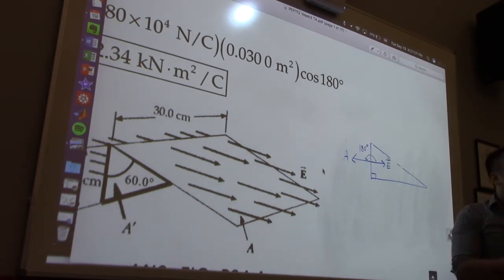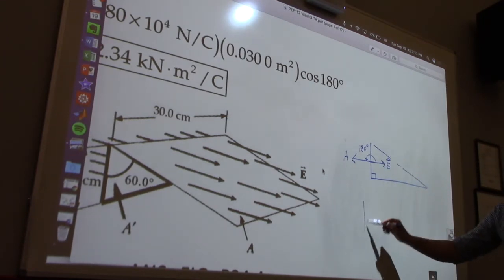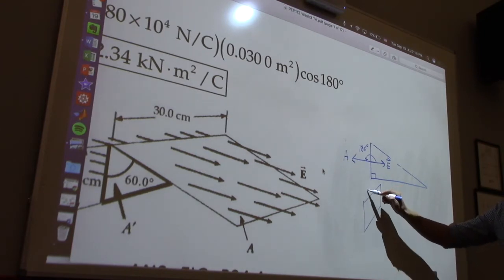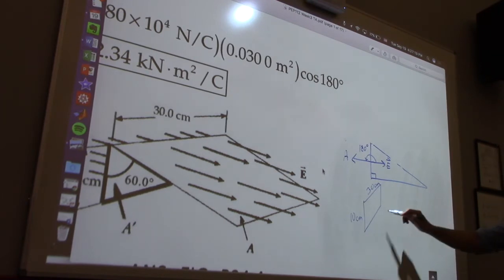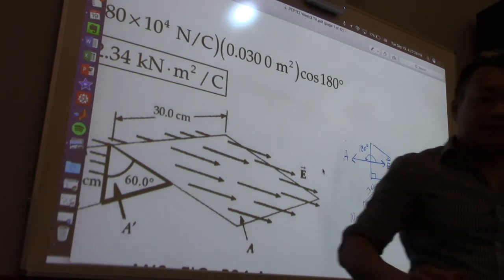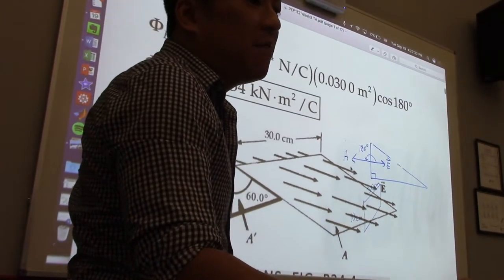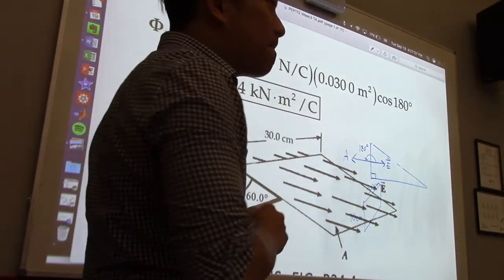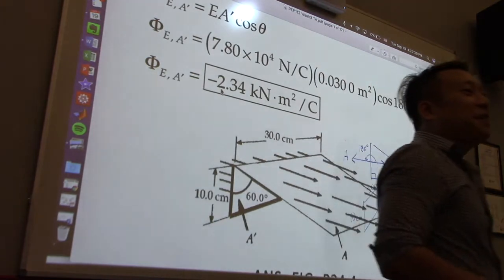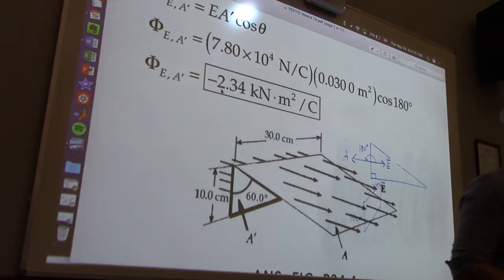180 degrees. Using the same formula, it's going to be E, which we know, times the area, which we were given, 30 centimeters times 10 centimeters. That's going to be the area of that vertical rectangle. And multiplying them together, cosine of 180 is -1. So we get our answer to be the same value, but negative. See that? Voila. Now, is it surprising that the magnitudes are the same?